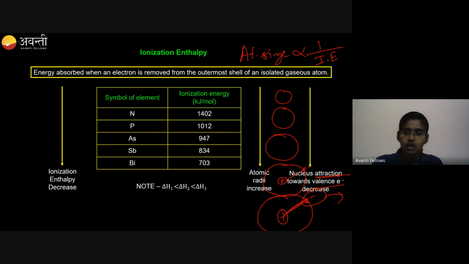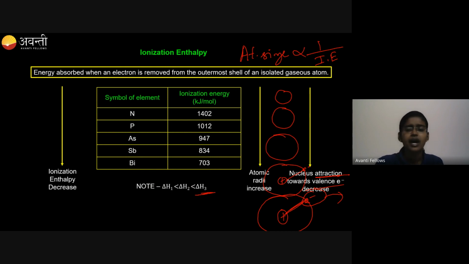Because you are going inside, no? On removing the electrons, we are going inside. If we are going inside, the attraction will be very high. So more energy is required to remove the last electron which you are removing. So the energy required to remove the third electron is very high compared to the second and the first.